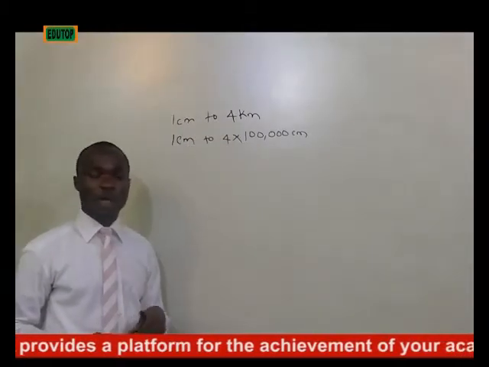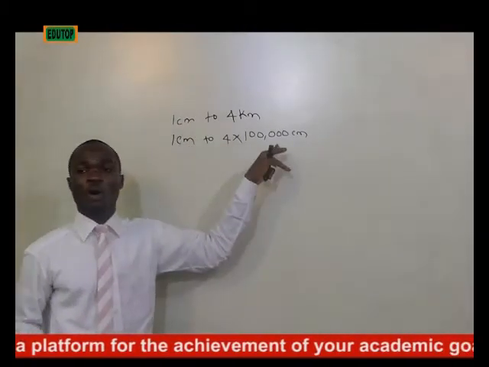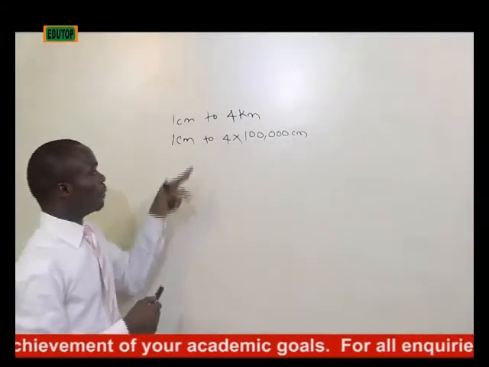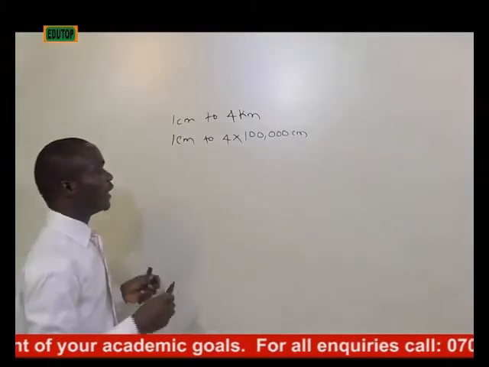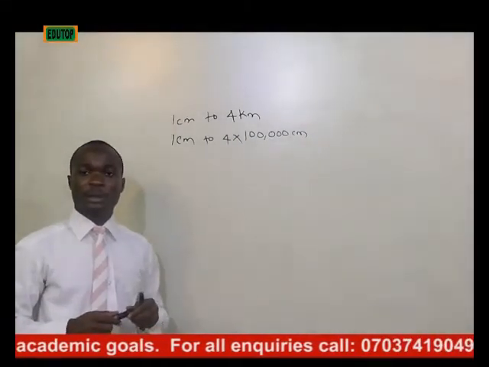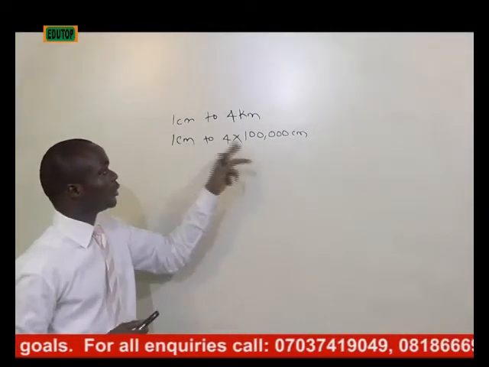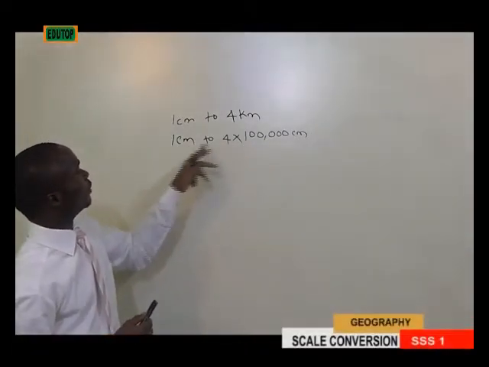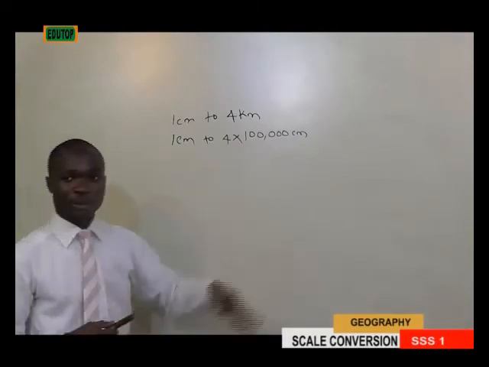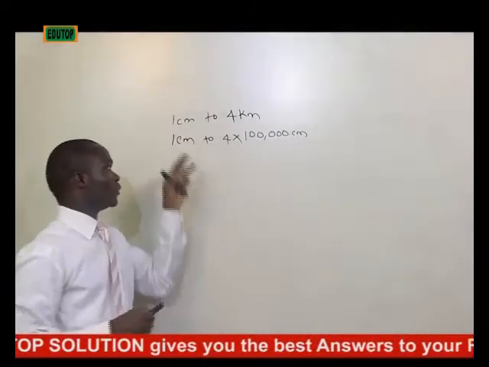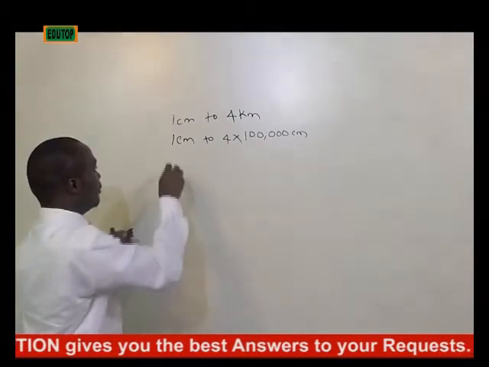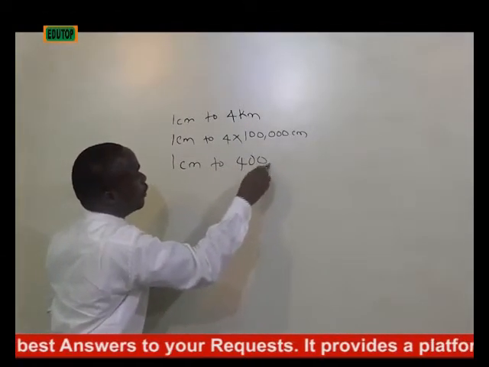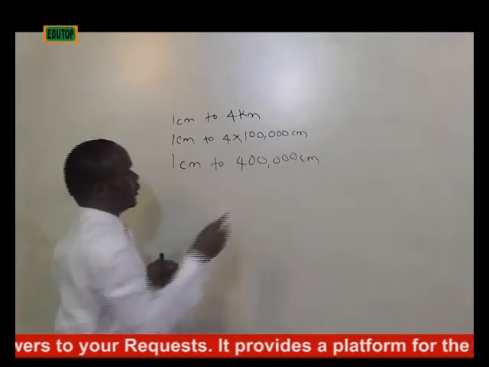4 kilometers will be what? Will be 4 multiplied by 100,000 cm. So by so doing, we have succeeded in converting these two values to the same units, cm and cm. That means we have 1 cm to 400,000 cm.